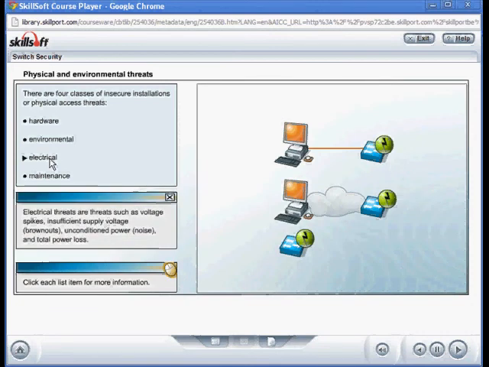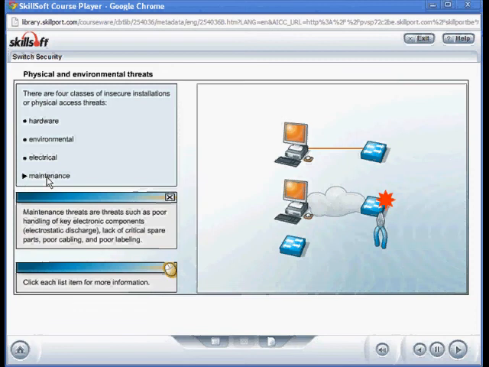Electrical threats are threats such as voltage spikes, insufficient supply voltage, brownouts, unconditioned power, noise, and total power loss. Maintenance threats are threats such as poor handling of key electronic components, electrostatic discharge, lack of critical spare parts, poor cabling, and poor labeling.